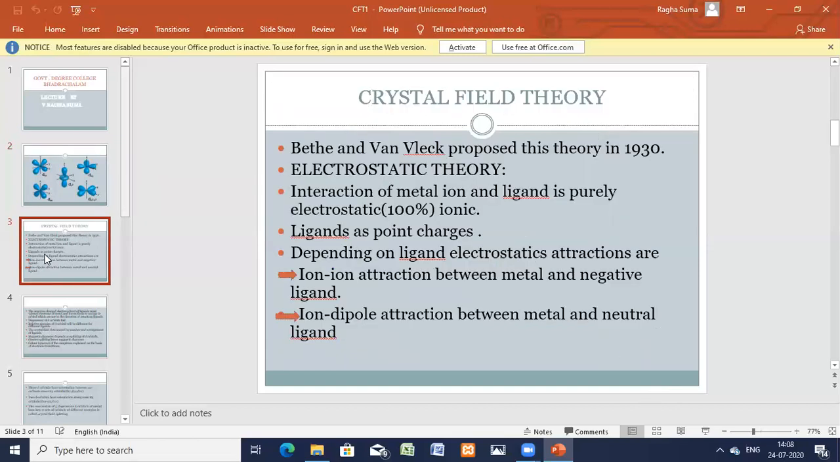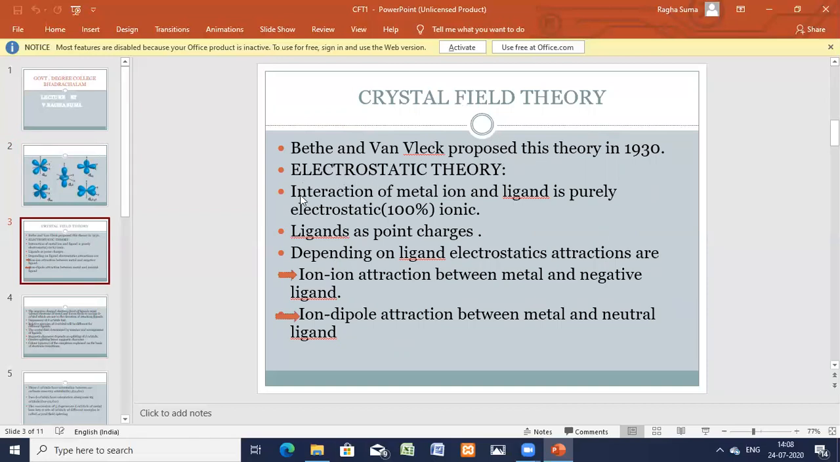So the five d orbitals we have seen. Bethe and Van Vleck proposed this theory in 1930. This is completely an electrostatic theory. Crystal field theory can otherwise be called the electrostatic theory.